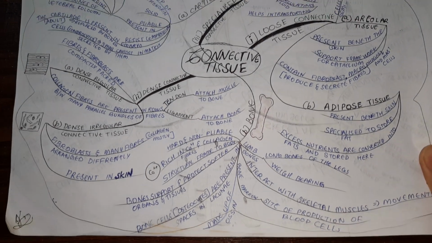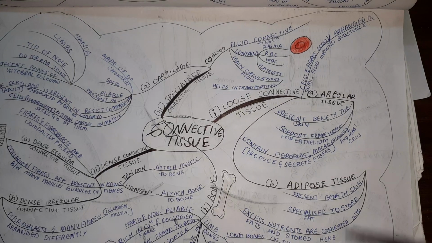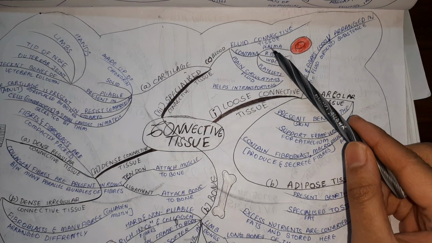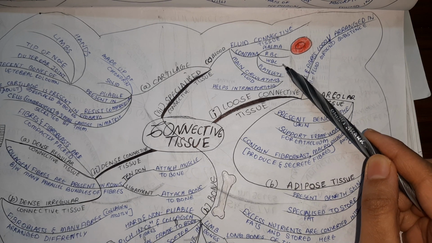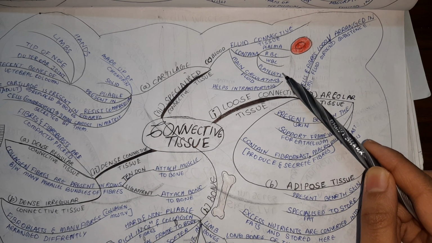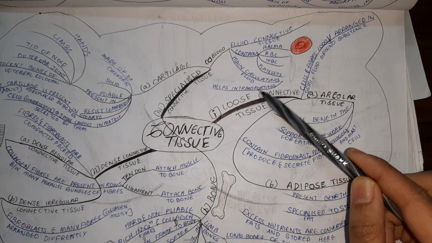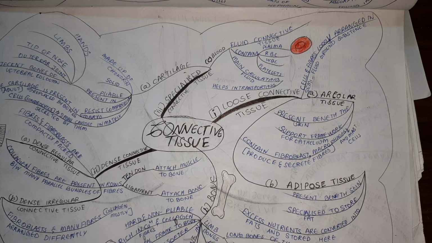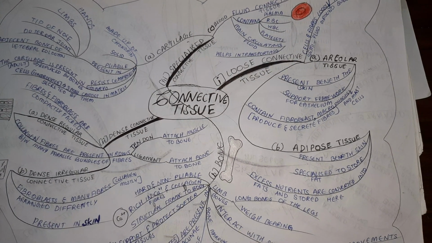Third specialized connective tissue we have is blood. Blood is a special kind because it is fluid connective tissue. It contains plasma, RBC, WBC, and platelets, and it forms the main circulating fluid. Therefore, it helps in transportation of various materials across the body. This was about the connective tissue in whole.